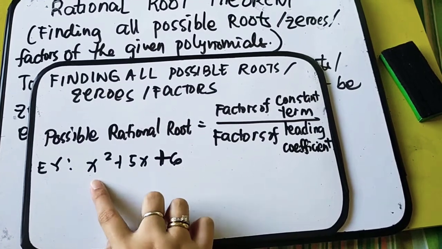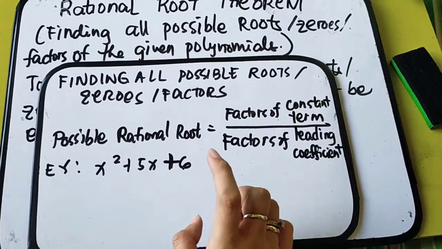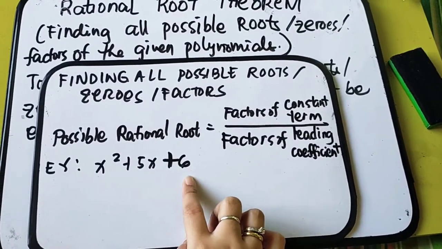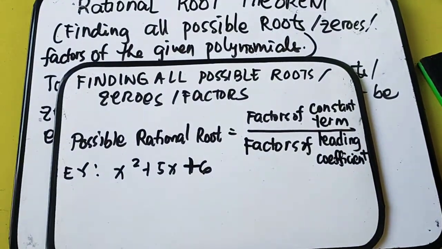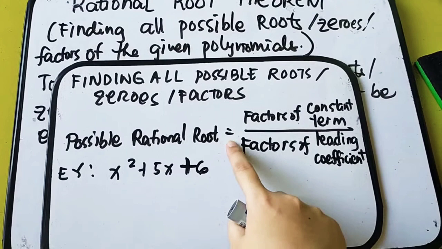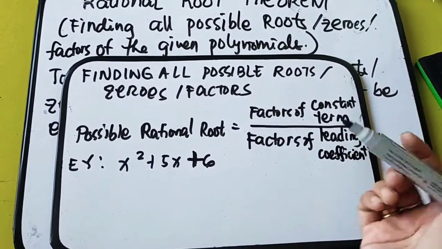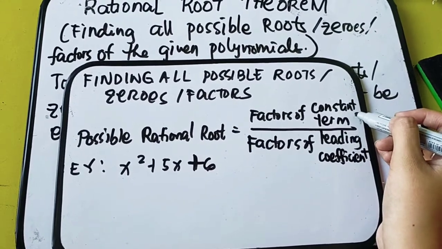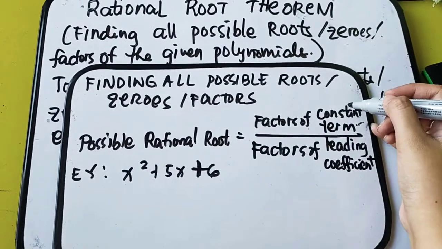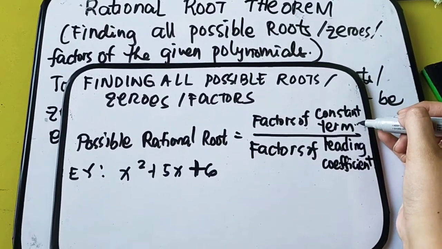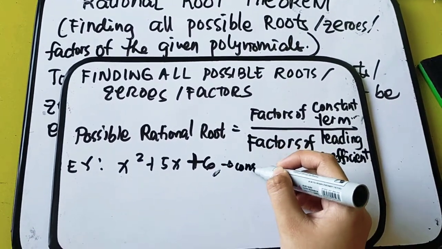The example here is x squared plus 5x plus 6. So let us find all the possible, magiging possible na siya ay factors, roots, or zeros. The formula says that you are going to find the factors of the constant term and all the factors of the leading coefficient. Ma'am, ano po ba yung constant term? Yung constant term, ito yung number without a variable. Okay? That is it. Constant term, a number without a variable. Sino yun? Si 6. So, this is your constant term.